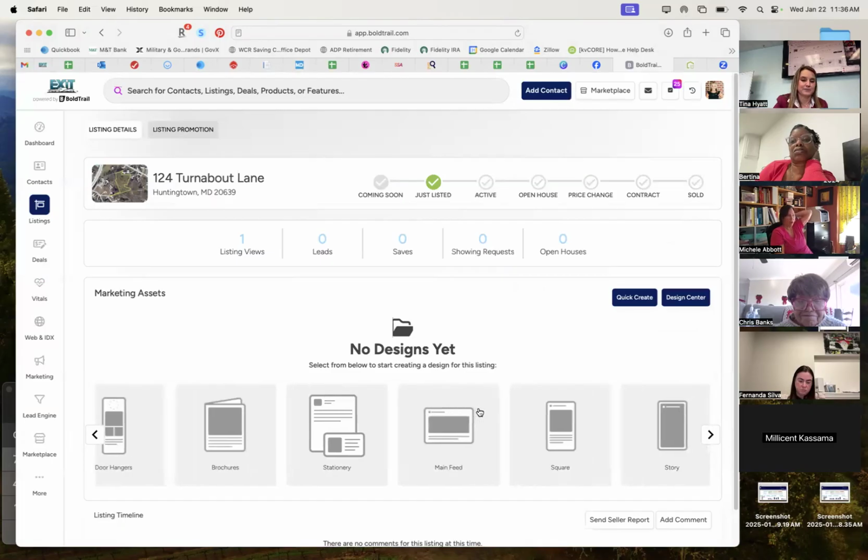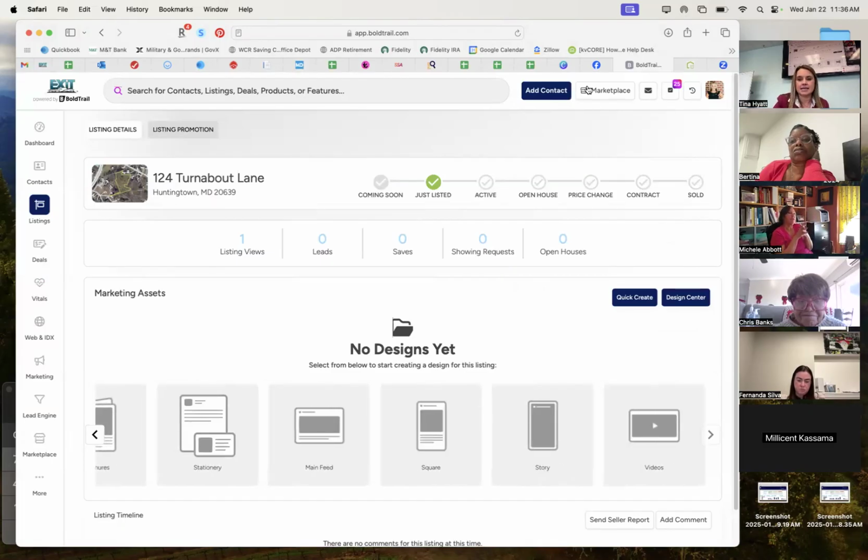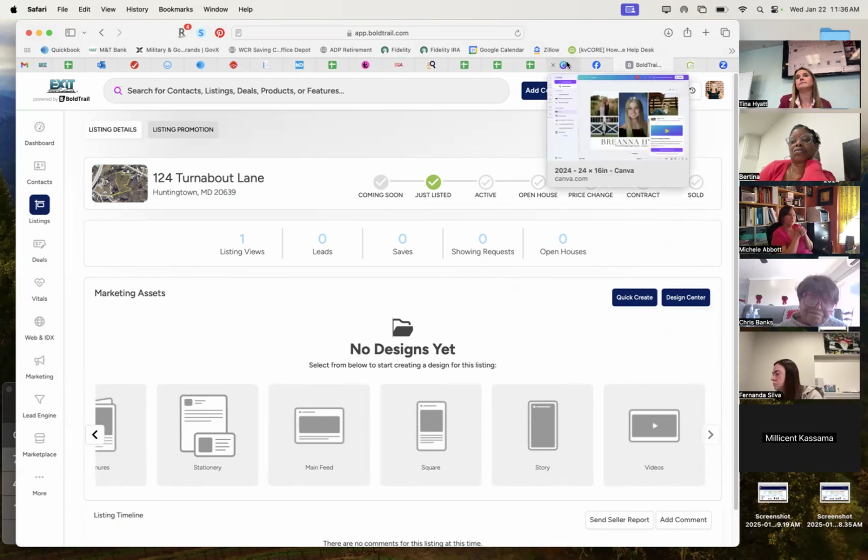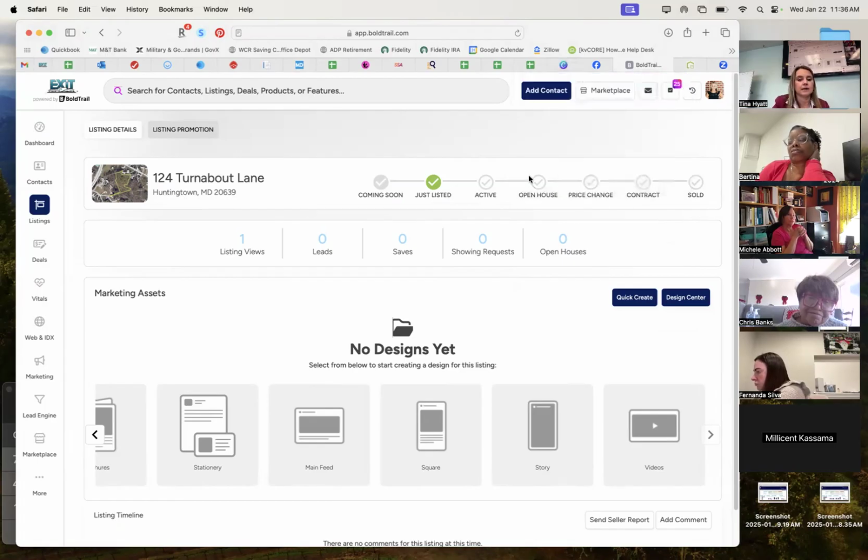I did design in Canva a luxury brochure for Hyatt and Company. So if you want that Canva template, I'm happy to send that over to you. It is the 4-page luxury brochure. I think it looks pretty nice.